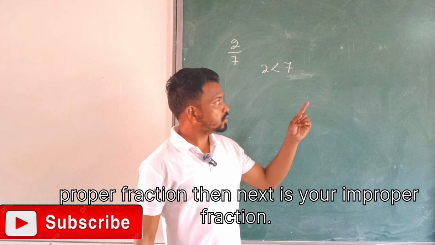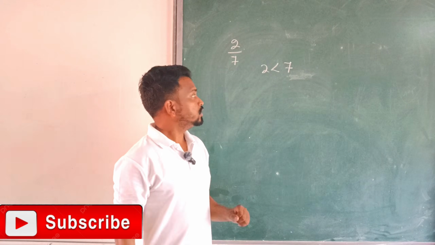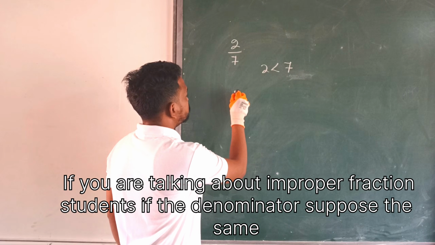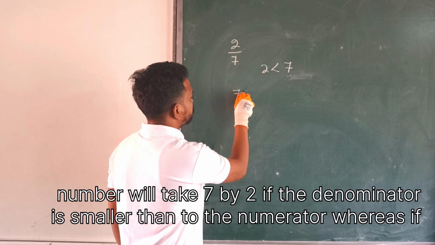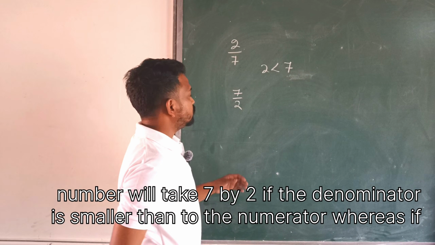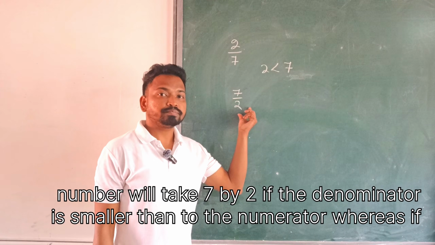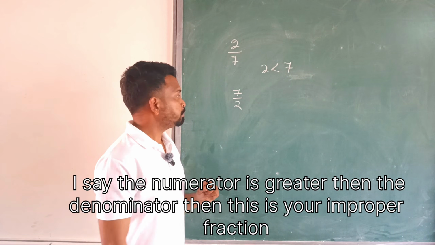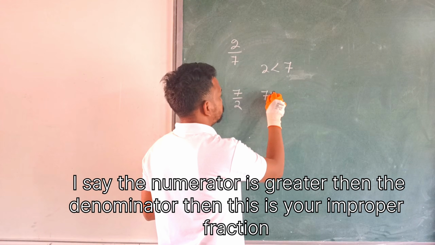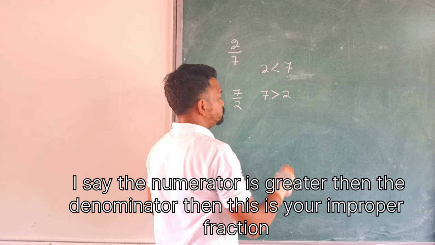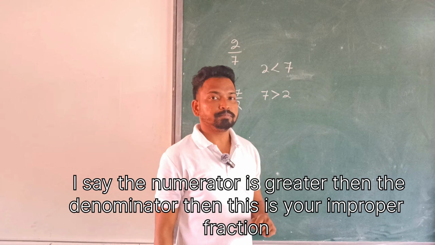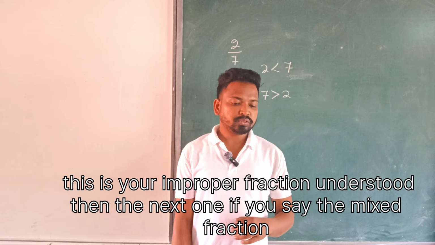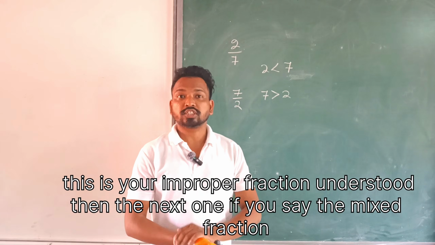Then next is your improper fraction. If you are talking about improper fraction, students, suppose the same numbers we will take, 7 by 2. If the denominator is smaller than the numerator, whereas if I say the numerator is greater than the denominator, then this is your improper fraction. Understood? Then the next one is the mixed fraction.